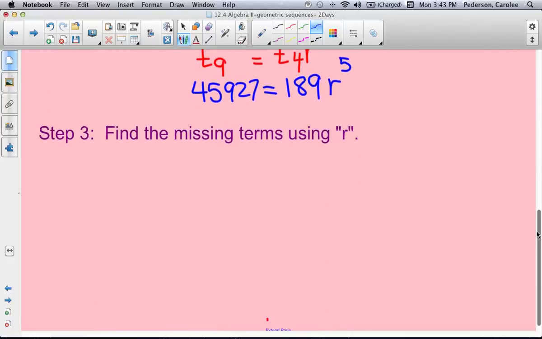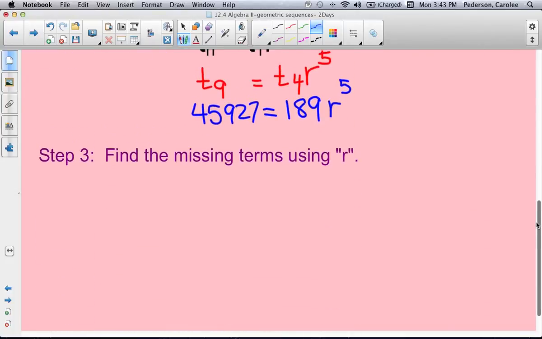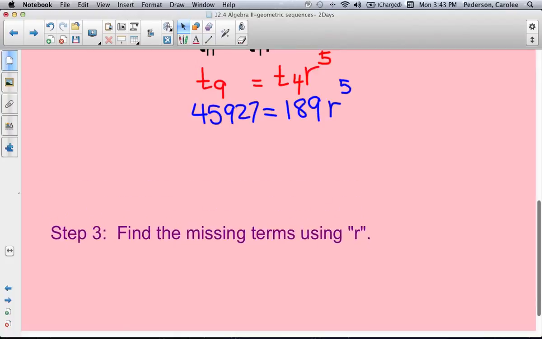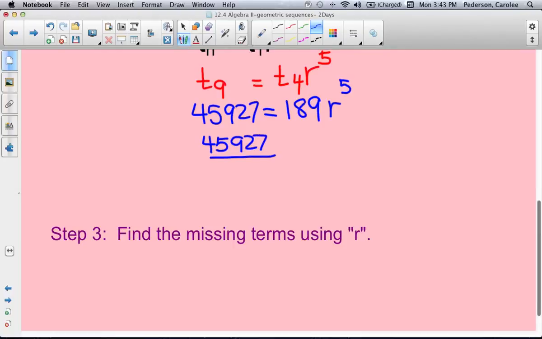Now what we're going to do is solve this blue equation for r to find the common ratio. So step 1 is to divide both sides by 189. So 45,927 divided by 189, and we get 243.